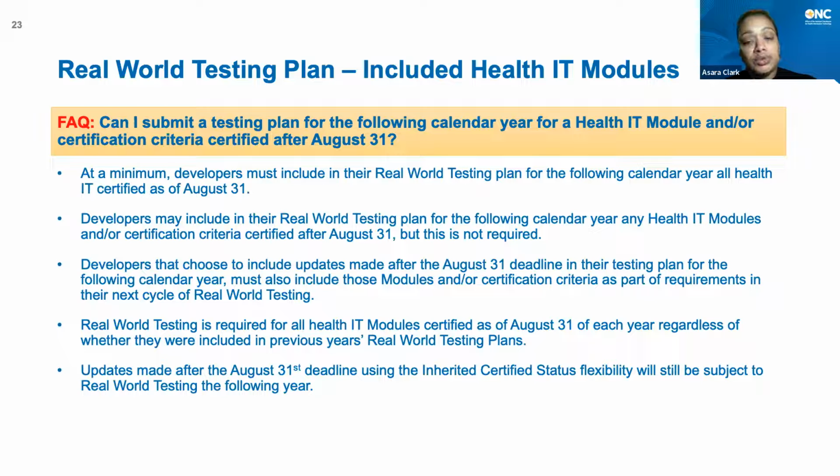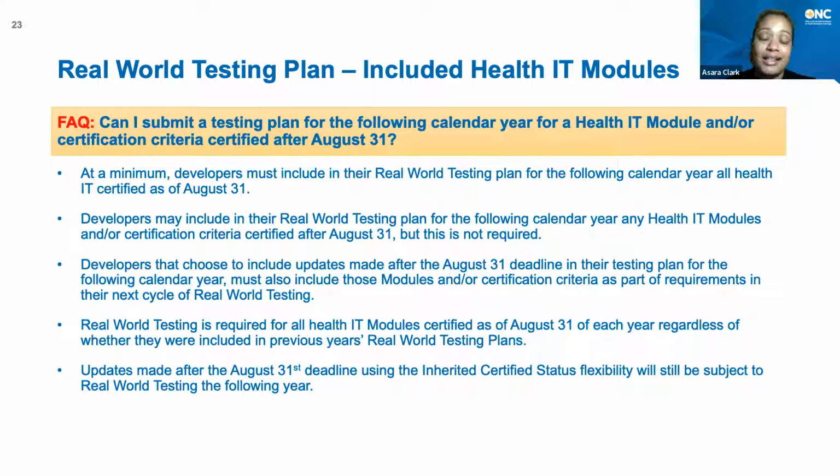So for developers who do choose to conduct real world testing a year before it's actually due, based upon these certification dates, the expectation is that that's great, but you still have to make sure you do it the year it's actually required. Again, every year, regardless of whether last year a certified Health IT module was eligible for real world testing, if it's still an active certification with the eligible or applicable criteria, you must do it every single year.